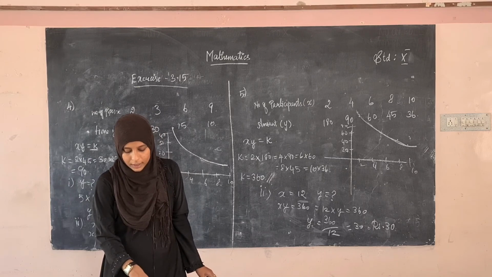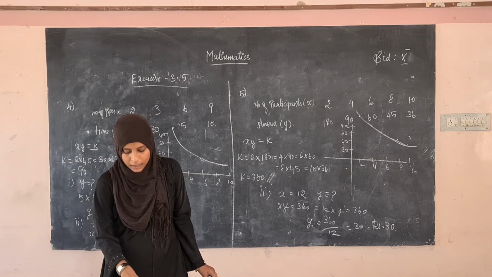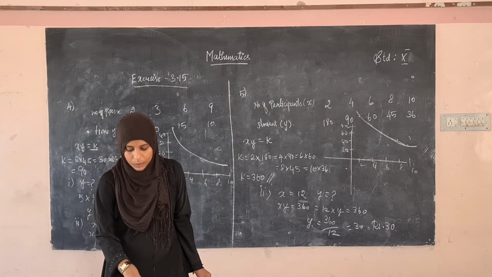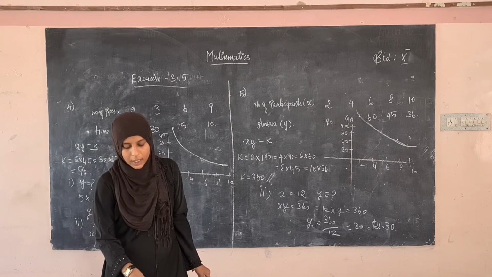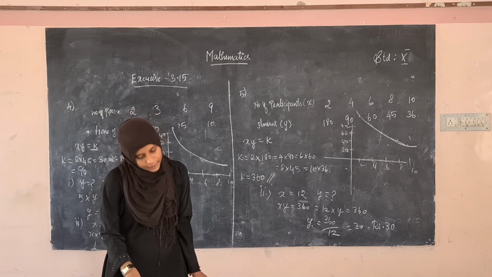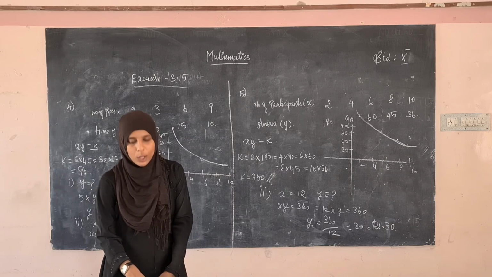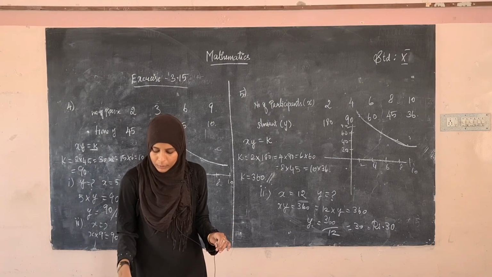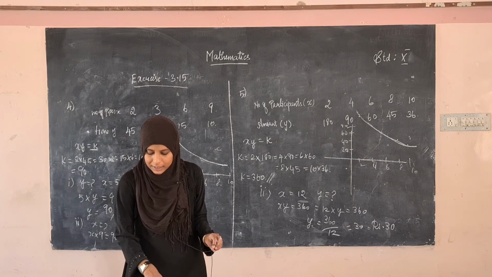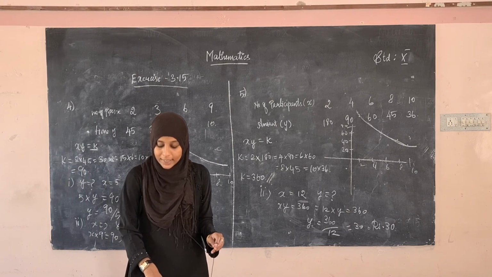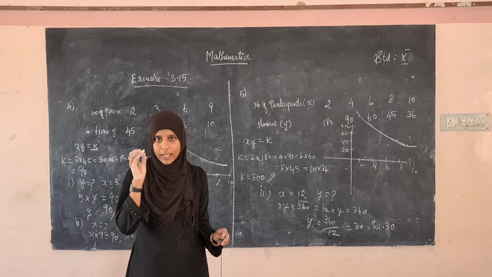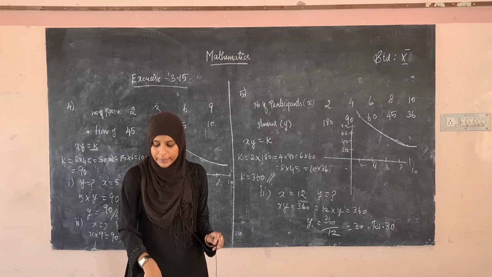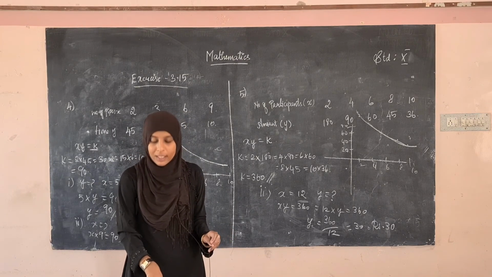The question they have asked: check if the amount charged is in direct variation or inverse variation to the parking time. So the amount charged is in direct variation, right? So graph the data. You have to graph the data and find the amount to be paid when the parking time is 6 hours. Hours of time we have taken in the x-axis. When the value of x is 6, we have to find the value of y.